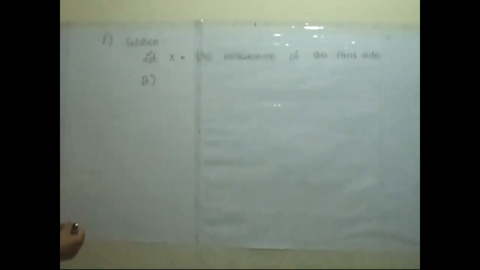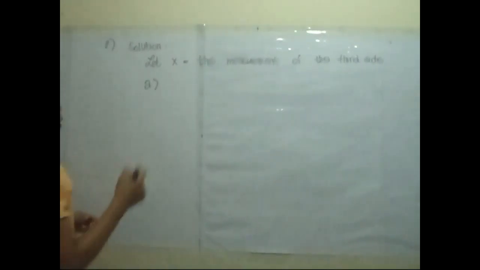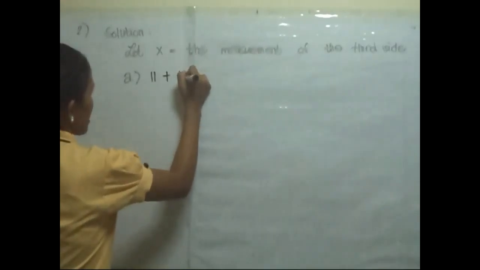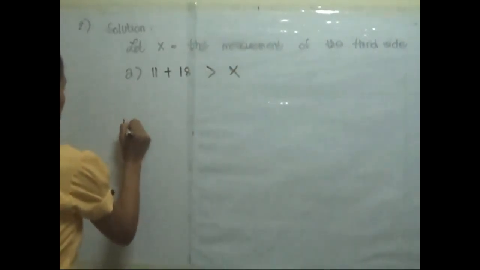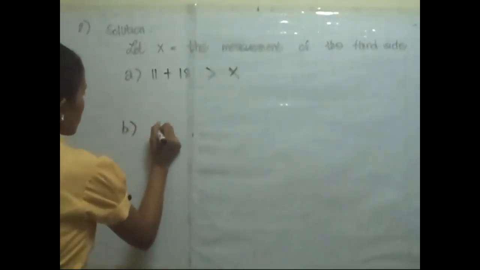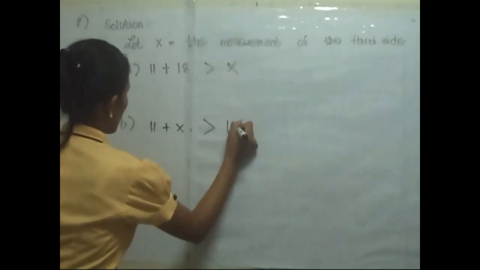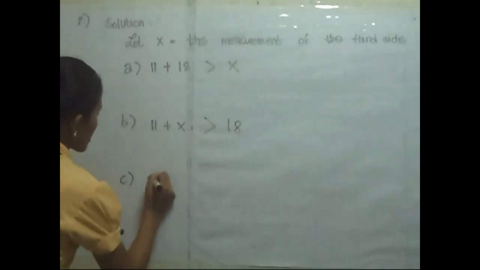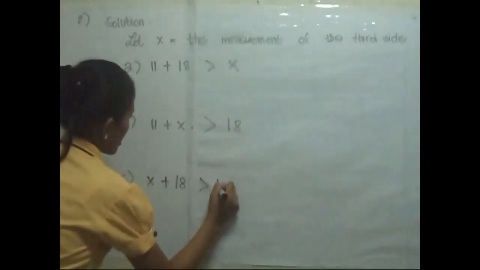So, by using the triangle inequality theorem, these three inequalities that I will be writing must be satisfied. Letter A: 11 plus 18 is greater than x. And letter B, 11 plus x is greater than 18. And letter C, x plus 18 is greater than 11.